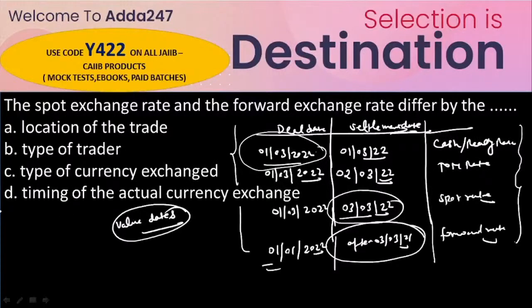Okay, so the right answer would be the timing of the actual currency exchange. So the spot exchange rate and the forward exchange rate differ by the value date, that is, they differ by the timing of the actual currency exchange.